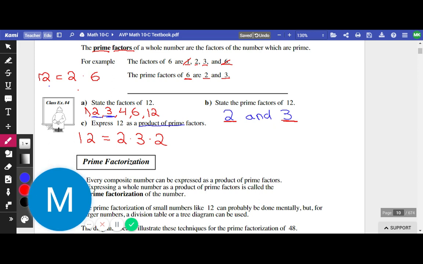I could write this in a simpler way. The way I would write it in a simpler way would be 2 to the power of 2 times 3. What that means is that I have 2 2's being multiplied. That's what an exponent means. That should hopefully just be a reminder. And then times 3.